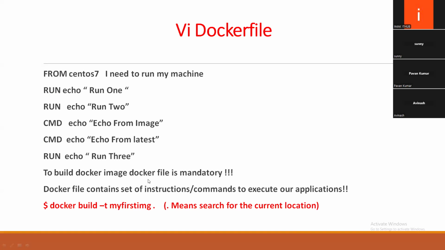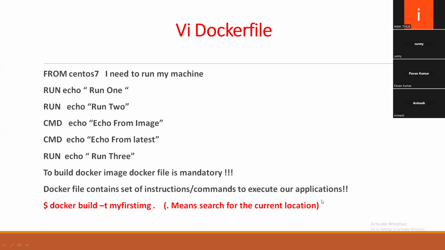To build the Docker image, a Dockerfile is mandatory, and the file name should be Dockerfile. So from CentOS 7, I need to run my mission, right? So we need CentOS 7. To build the Docker image, a Dockerfile is mandatory. What is that, guys? A Dockerfile contains a set of instructions and commands to execute our application.